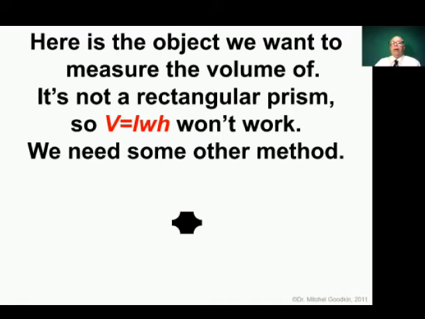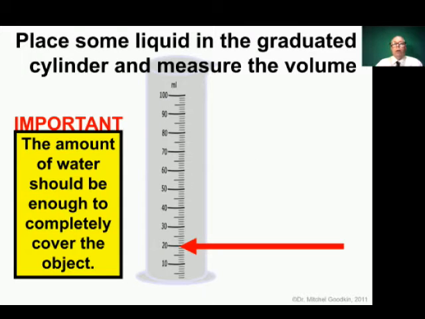So here's the object we want to measure. It's not a rectangular prism, so the formula we had for volume, volume equals length times width times height, just won't work for this. So we need to use this other method. There's my object. What I'm going to do is pour some liquid into the graduated cylinder and measure the volume of the liquid. Now, this is important. The amount of liquid or water that you put into the graduated cylinder should be enough to completely cover the object. So in this case, I'm just going to add 20 milliliters of liquid.